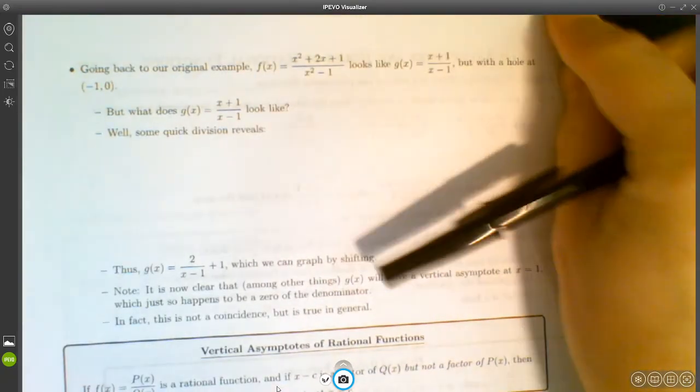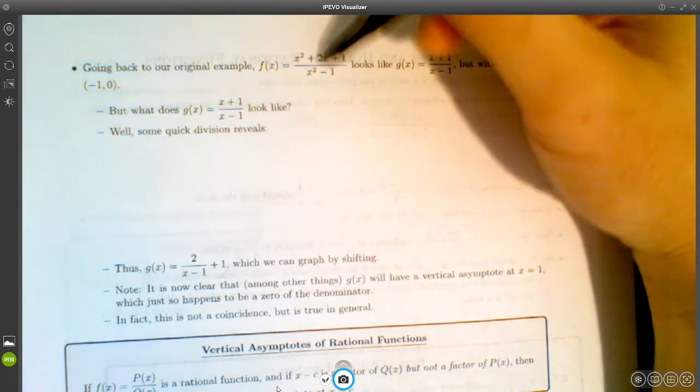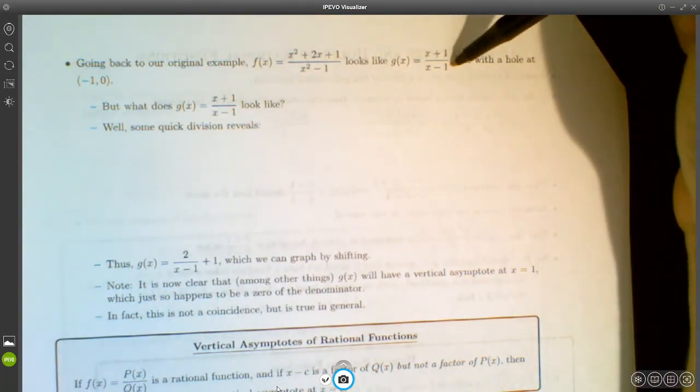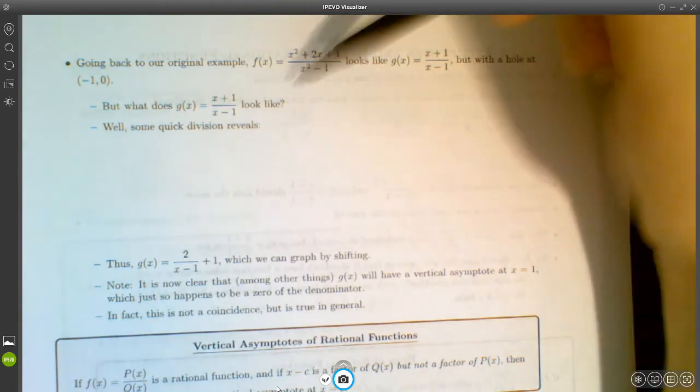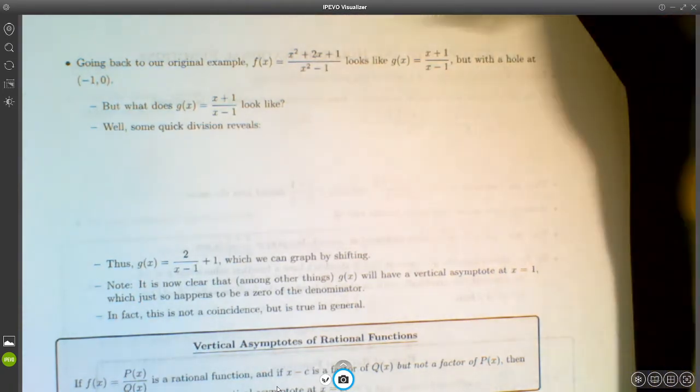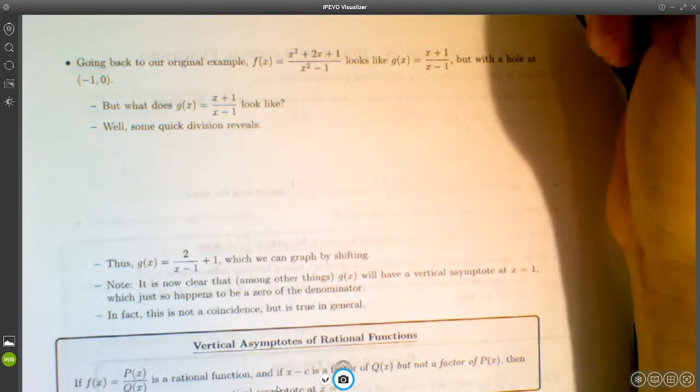Okay, so that's how holes work. Now going back to our original example, f of x equals x squared plus 2x plus 1 over x squared minus 1, it looks like g of x equals x plus 1 over x minus 1, right? Because if you factor and then cancel common factors, this is what you get. So it looks like g of x, but it has a hole at -1, not at -1, 0.